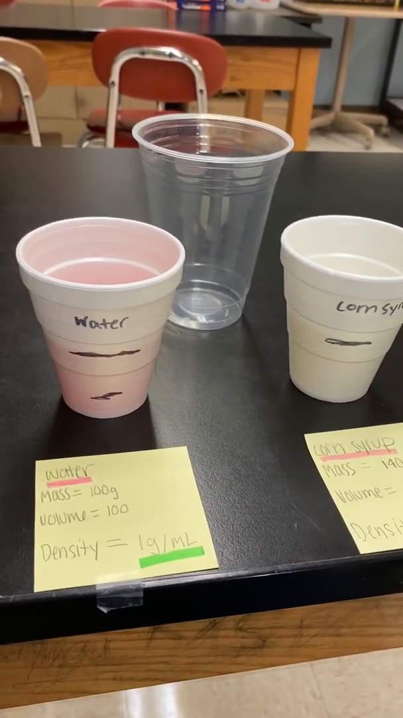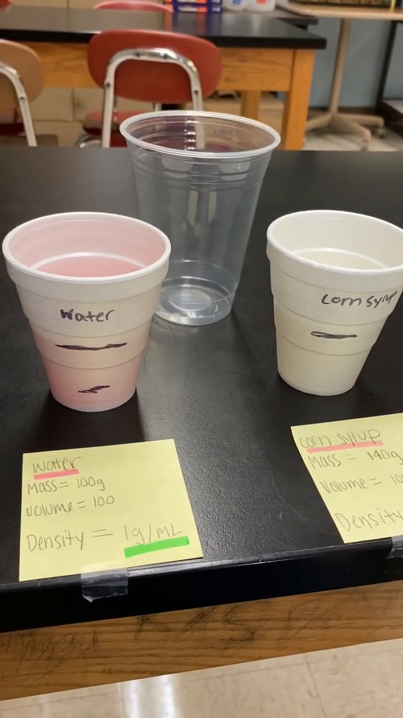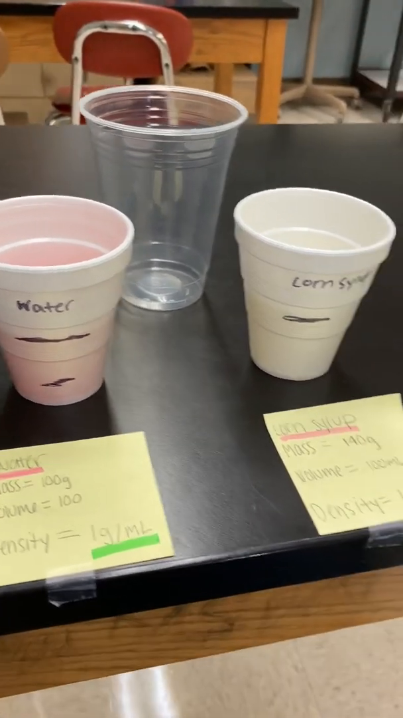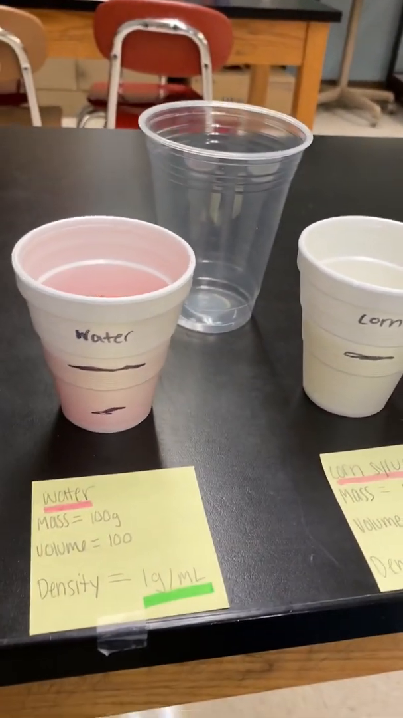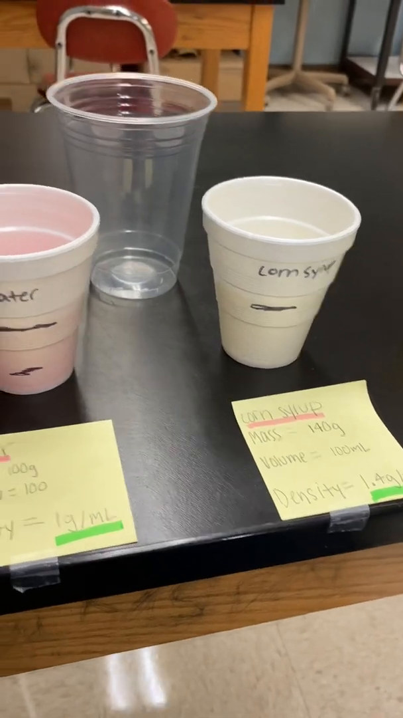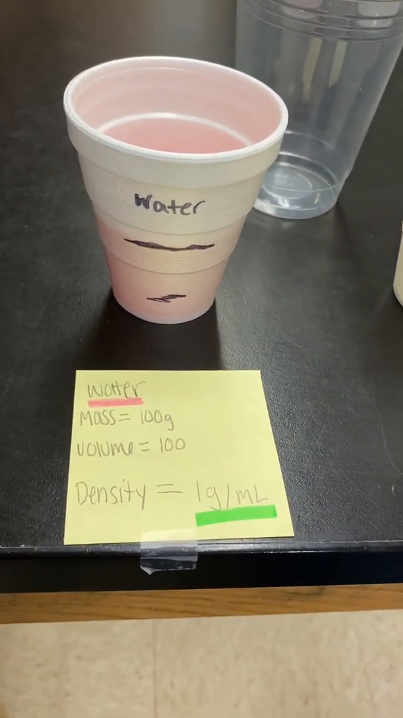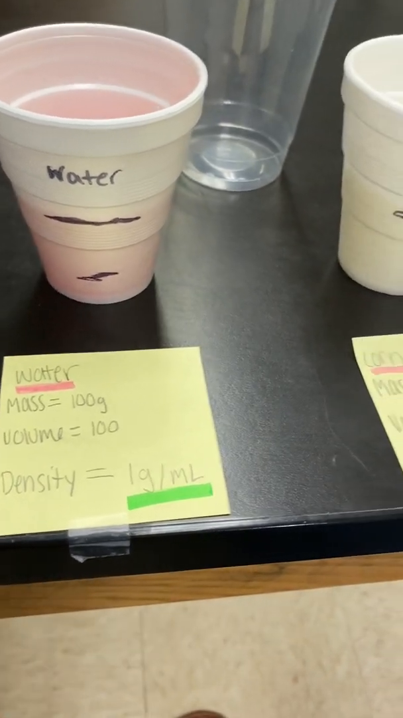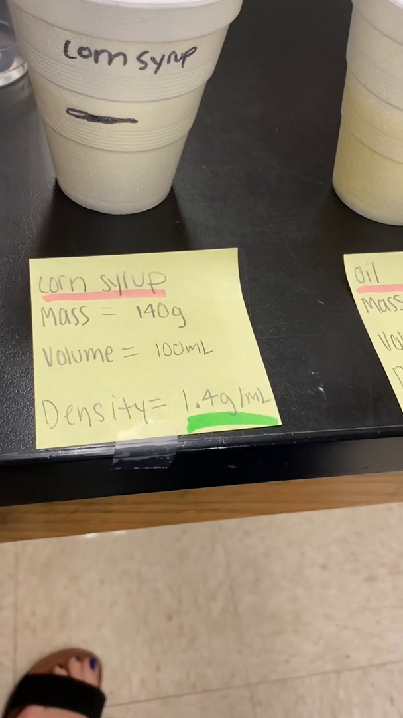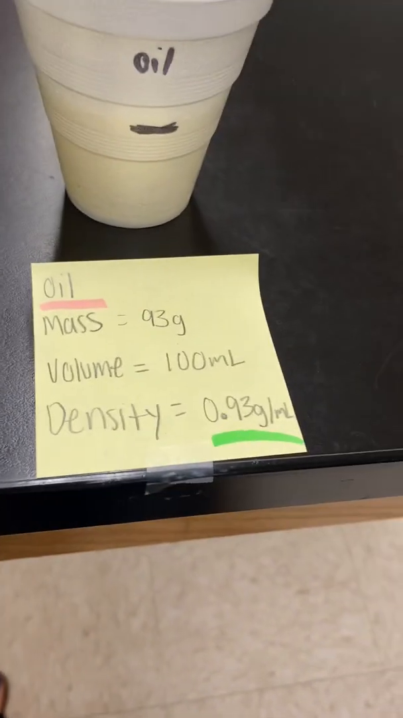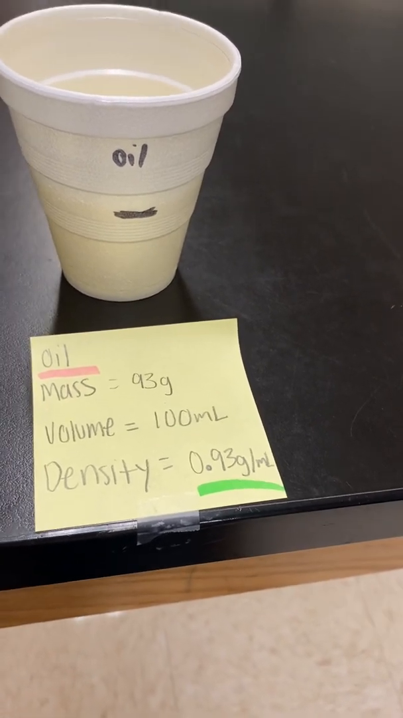And density requires mass and volume. It's the ratio between those two. So even if the volume is the same for all three, if the mass is different, the density should be different. So if I take the mass divided by volume for each of them, for water I get a density of 1 gram per milliliter. For corn syrup I get a density of 1.4 grams per milliliter. And for oil I get a density of 0.93 grams per milliliter.